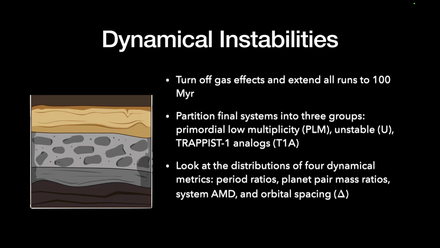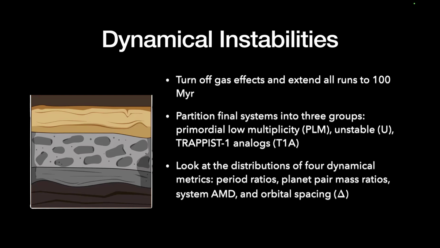We have our primordial low multiplicity group. So these are the runs that initially formed fewer than 6 planets at 3 million years, and we're able to retain all of those original planets at the 100 million year mark. We have our unstable runs, where the system loses at least one planet, most commonly in the form of a planet merger, although we had a couple runs where we lost planets from an ejection as well, but it was by and large through a planet merger. And then also our TRAPPIST-1 analogs, where the system formed with at least 6 planets at 3 million years, and it was able to retain all of those original planets at 100 million years.